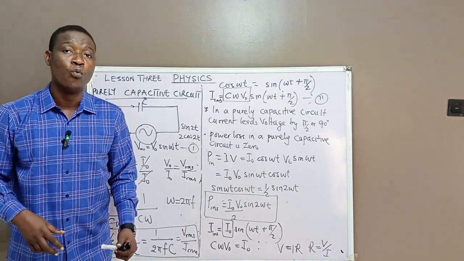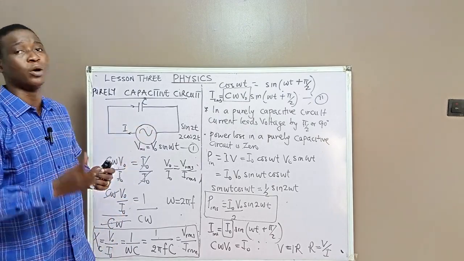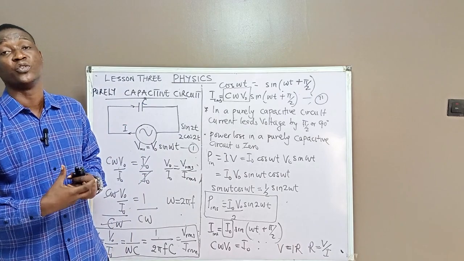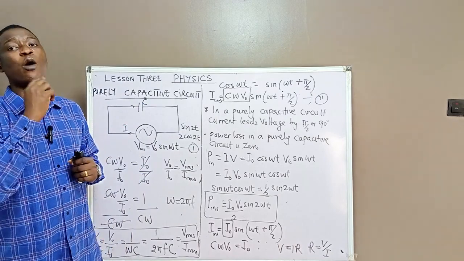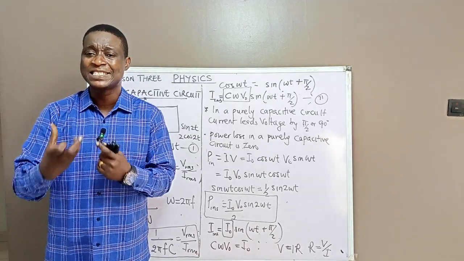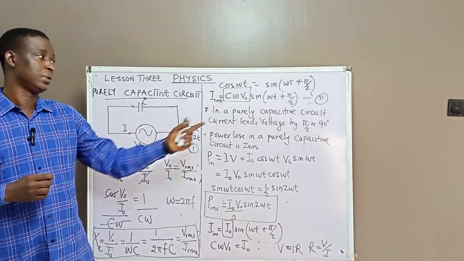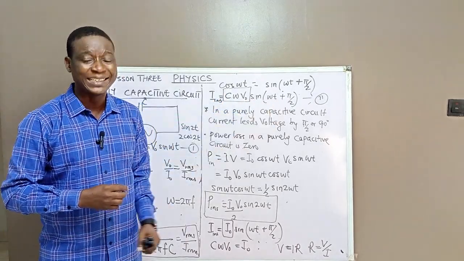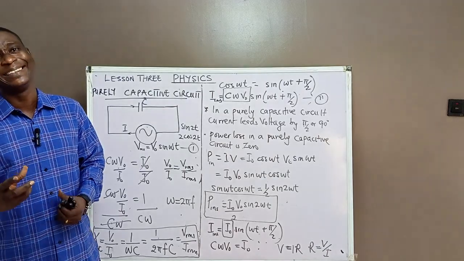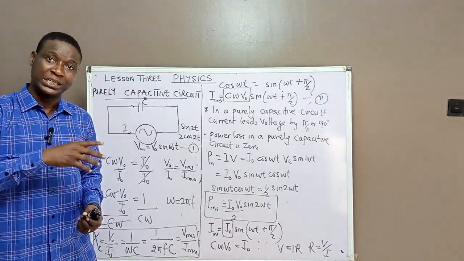So now we are able to explain things on the board. But let me summarize everything for those of you writing WAEC, those of you writing JAM, or those of you in 100 level. Number one, a purely capacitive circuit has its current leading the voltage by pi over 2, or 90 degrees, as we have seen on the board. In other words, the voltage is lagging the current by pi over 2. That means current leads, but voltage lags.